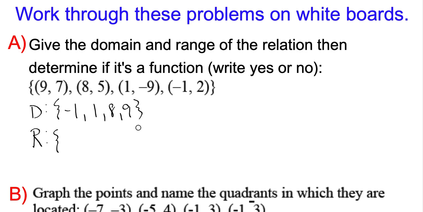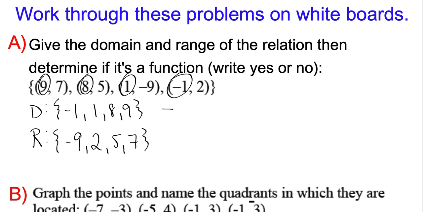That set right there contains my x values. Do the same thing with the range, from smallest to biggest. So -9, 2, 5, 7. And then how do we determine if this is a function? We're looking for repeating x values. If you have an x value that repeats, then it is not a function. Repeating x values are not good. Here we have 9, 8, 1, -1. That is a function. Generally, another way to look is if you have fewer things in your set of domain values than in your range values, you may have had a repeat. So yes, this is a function.